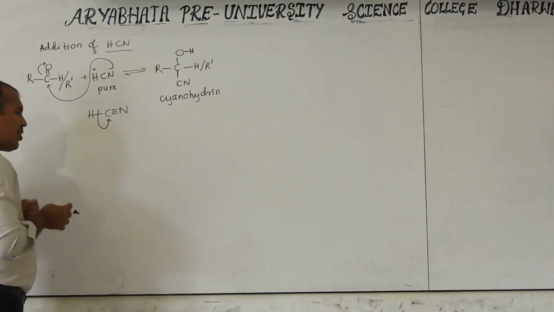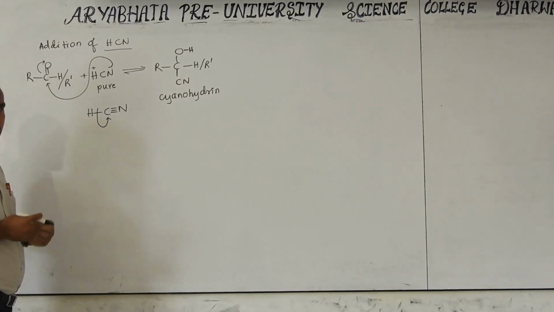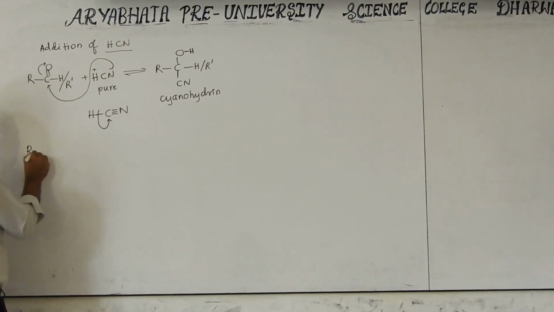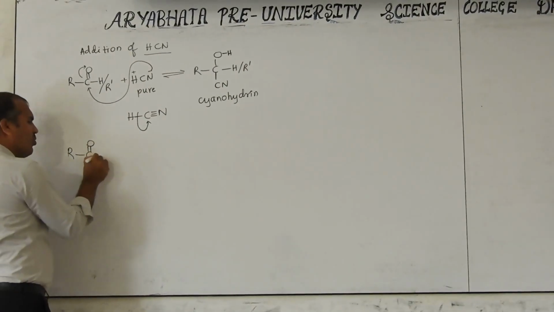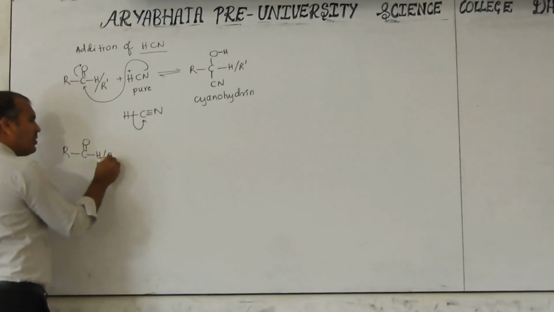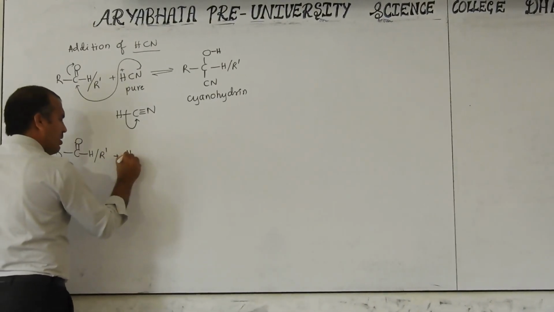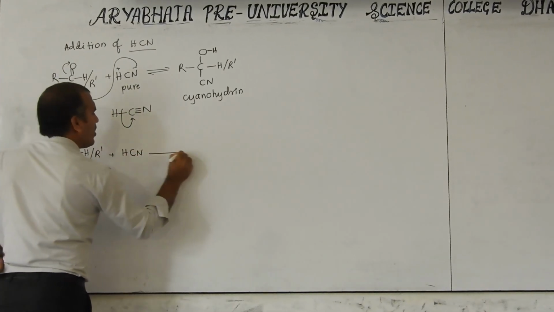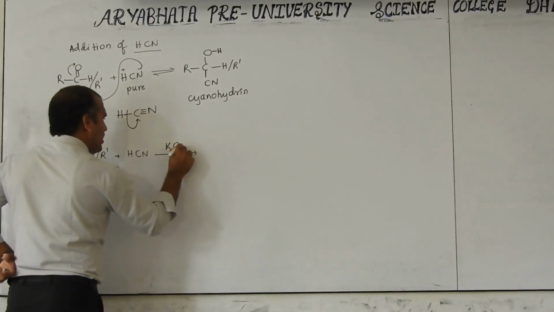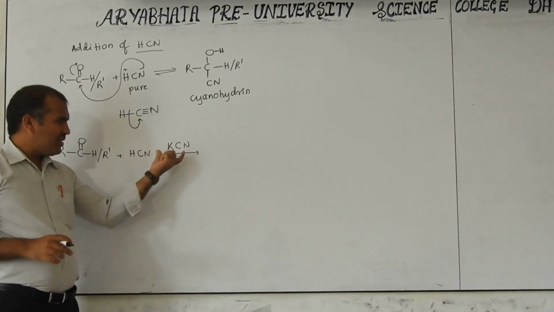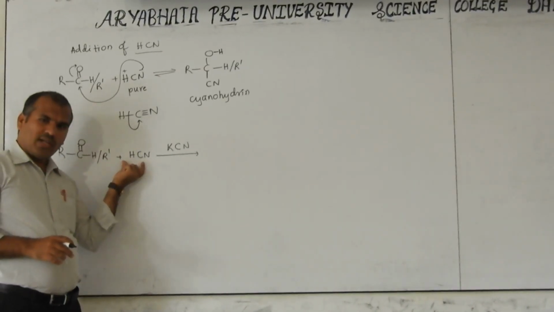Then what do we have to do? We have to increase the rate of reaction by adding some other reagent. Now, R-C=O with H or R dash is the aldehyde or ketone. React with HCN also, and along with it we can add KCN. When you add KCN, we know this compound is which one? An ionic compound.